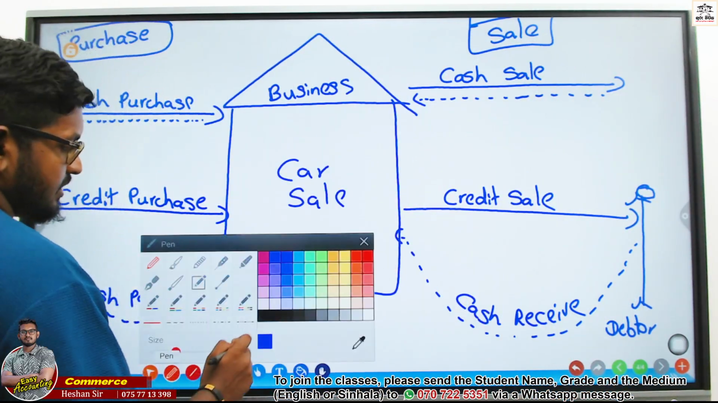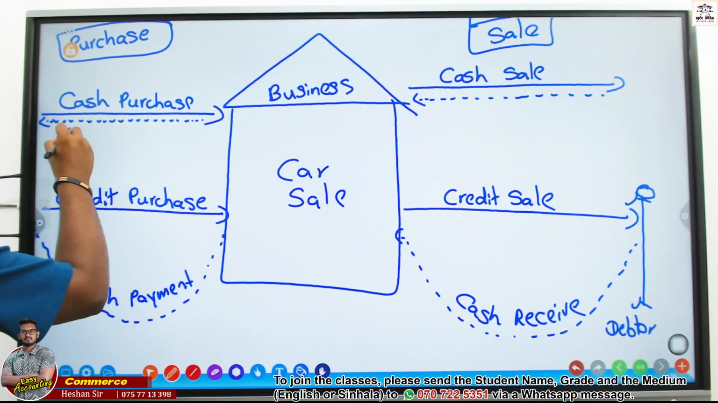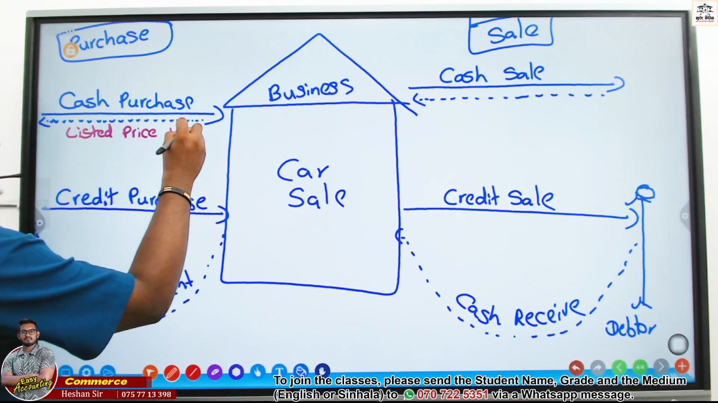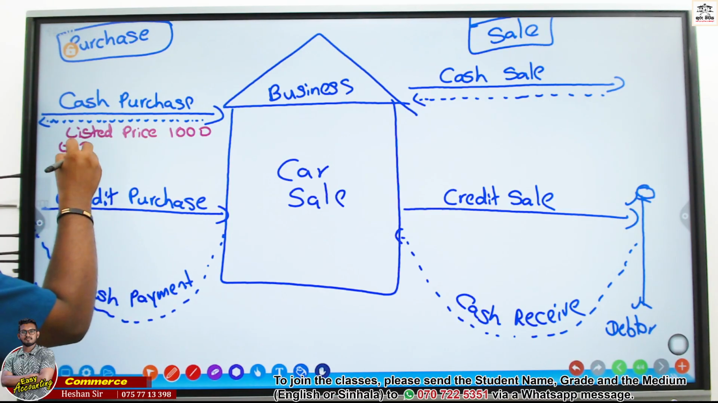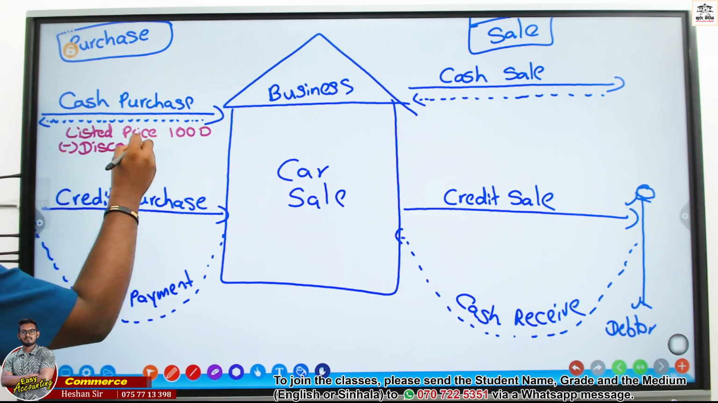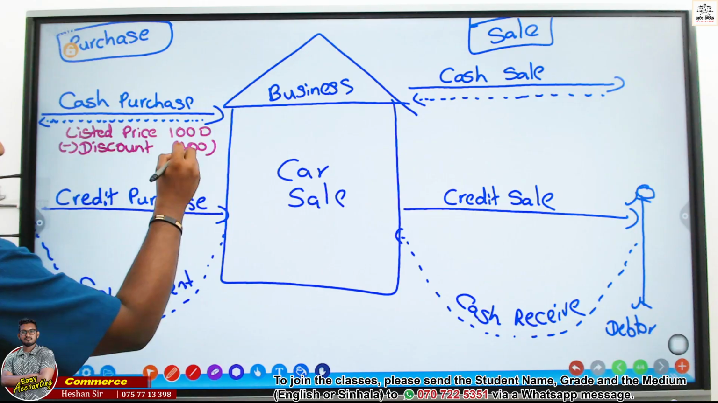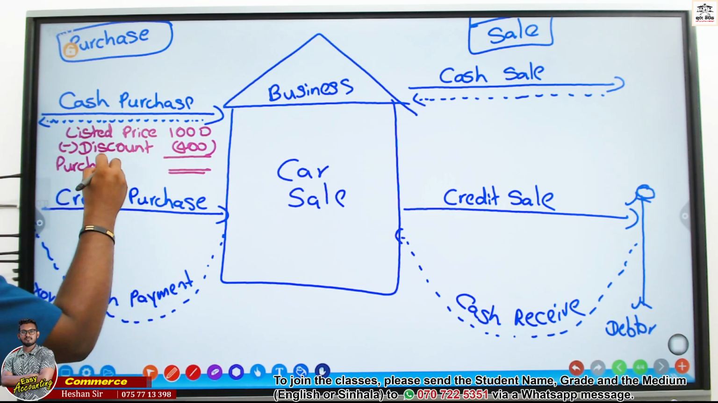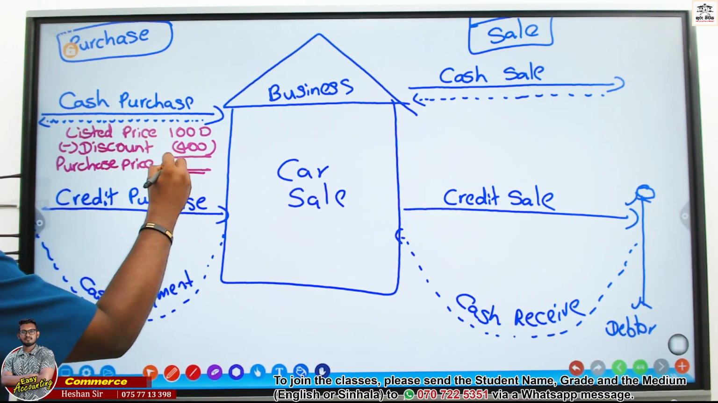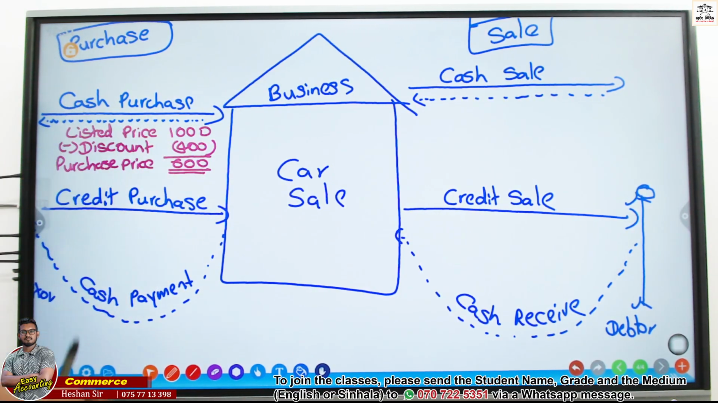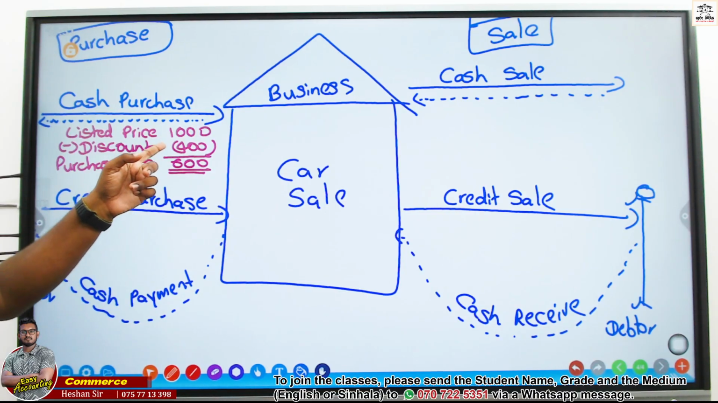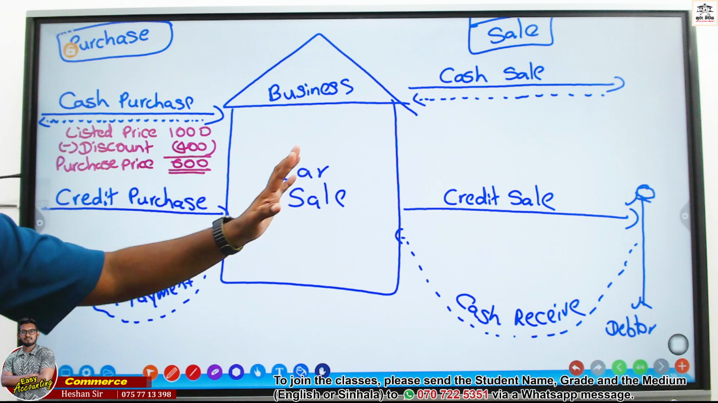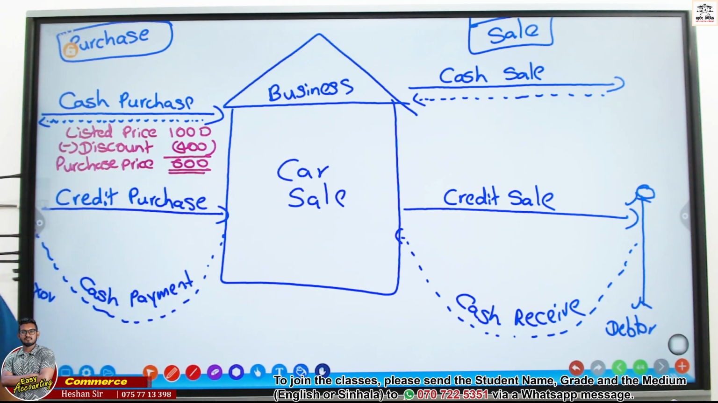A difference. I'll tell you like this. Now in here, the listed price is 1000. The supplier has deducted a discount of 400. So how much is your purchase price? 600. Is that discount a cash discount or trade discount? Trade discount, right? When you purchase something or sell something, if there's any discount, that is a trade discount.